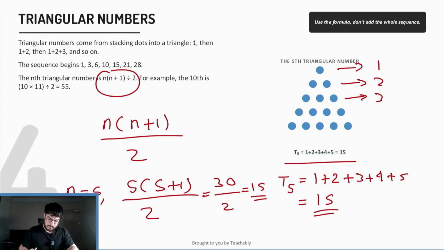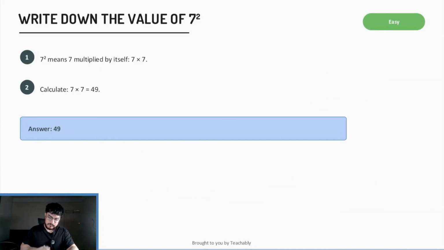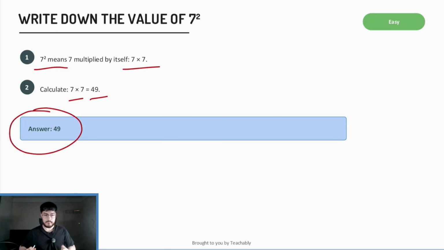Moving on, was there a little note here? Yeah. So write down the value of 7 squared. This is easy, right? This is just a recap of what we've done. The first thing is 7 squared means 7 multiplied by itself, so 7 times 7. 7 times 7 is 49. Our answer is 49. Okay. Very straightforward. If you're given this on your exam, you're more likely to get it on the foundation paper, not the higher. A simple question like this, 3 marks.